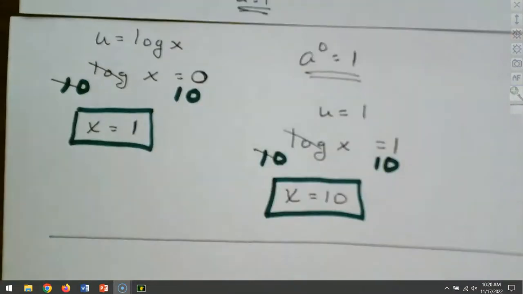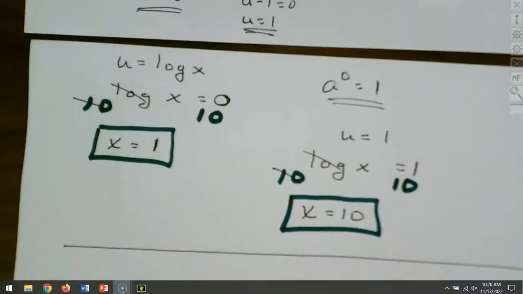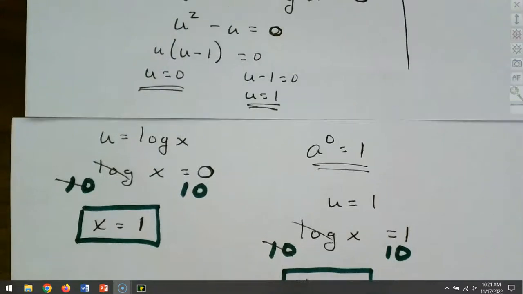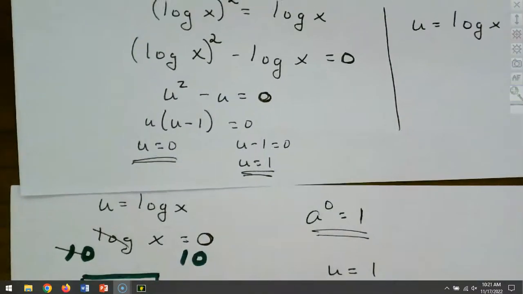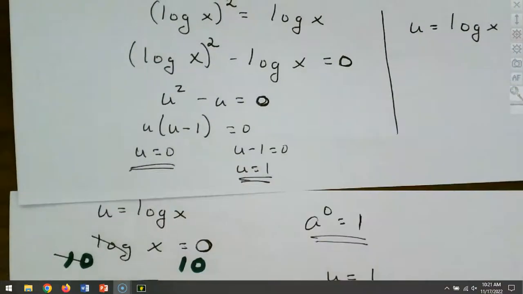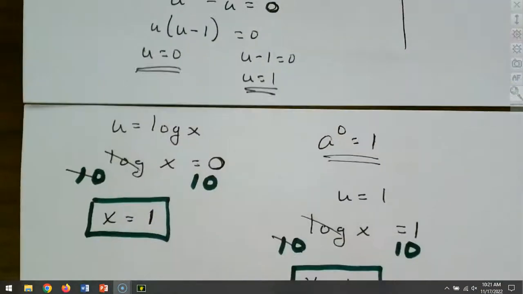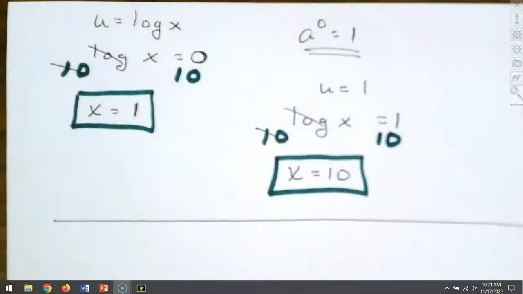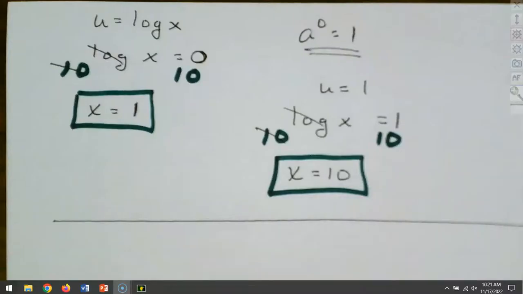A lot of times in a calculus course, if you go on and take Calculus 1, you're going to have to use substitutions like this. It's all about substitutions. You'd have to come up with a substitution, work it out, and then resubstitute it back. That's what you'll see more or less in a calculus course. Different problems, but a lot of substitutions.